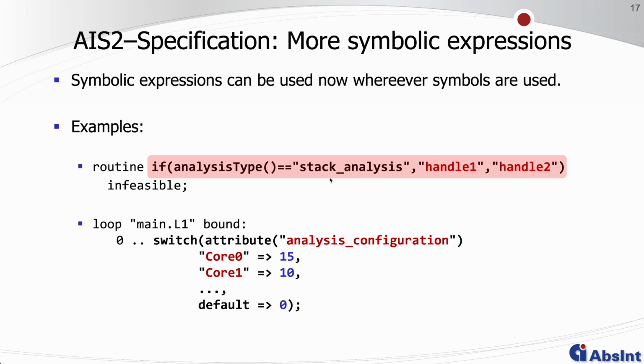type of analysis. The second example here defines a loop bound. And here you switch on the analysis configuration, which is also symbolic. If you are doing an analysis of a task running on a core 0 configuration, you would like to apply 15 as an upper bound. For the core 1 configuration, a 10, and in the default case, just a 0.